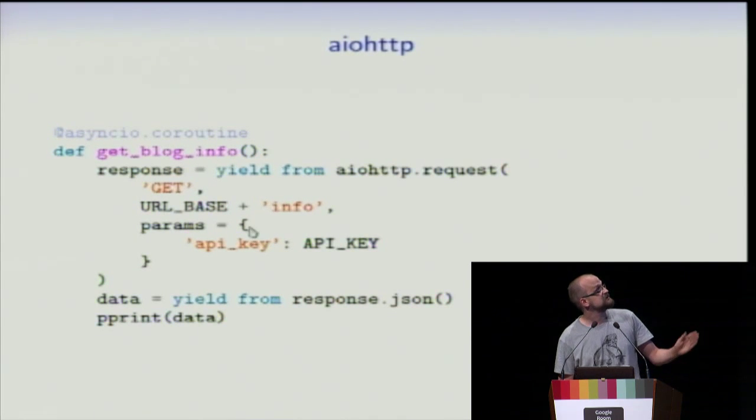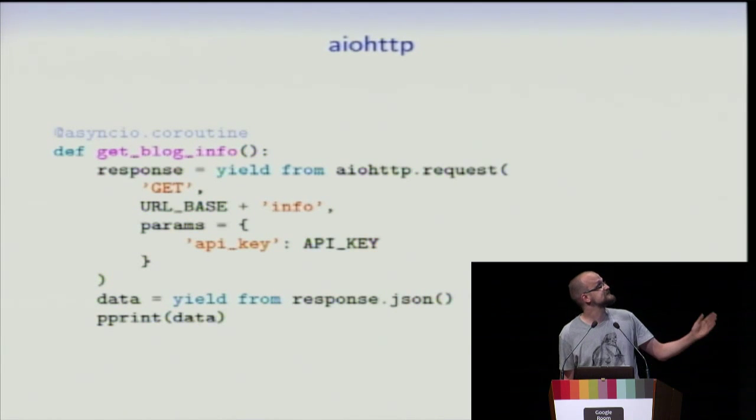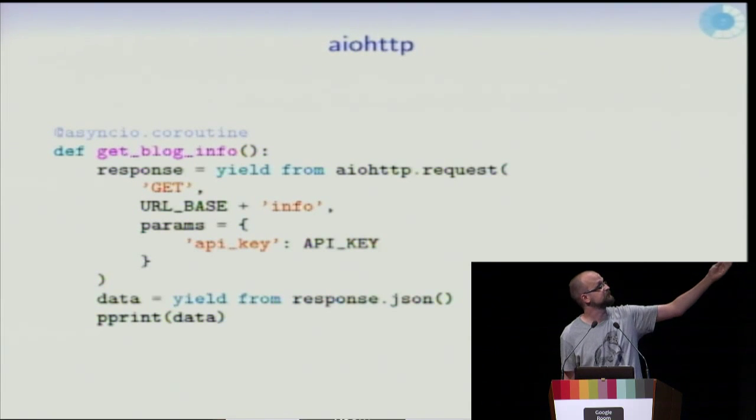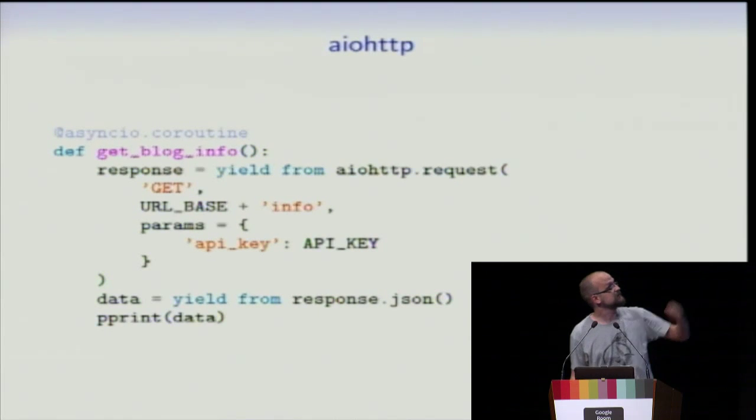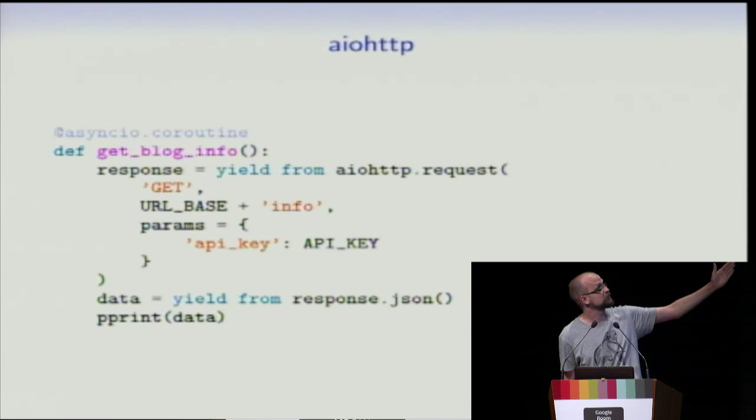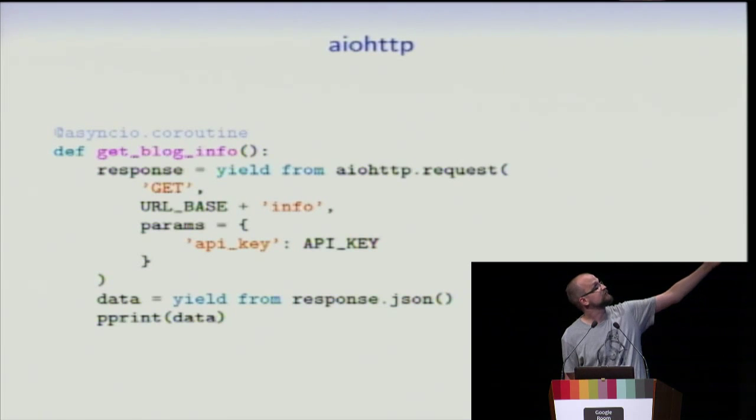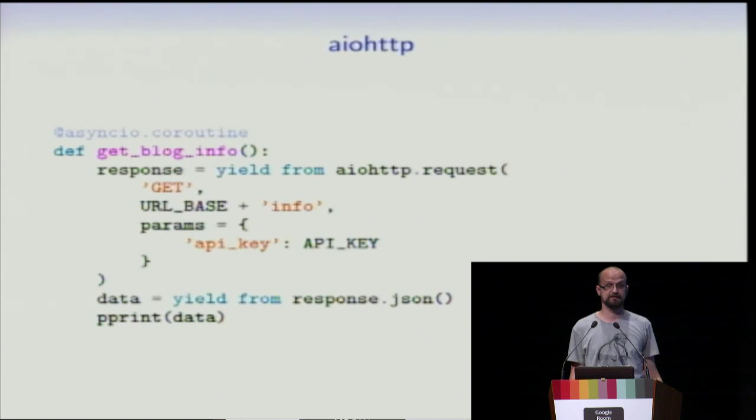aiohttp has almost the same API as requests, so we only add this decorator. We put yield from here and there, and we use aiohttp instead of requests. So this is a coroutine that would take the information about the blog from the URL base and print it.